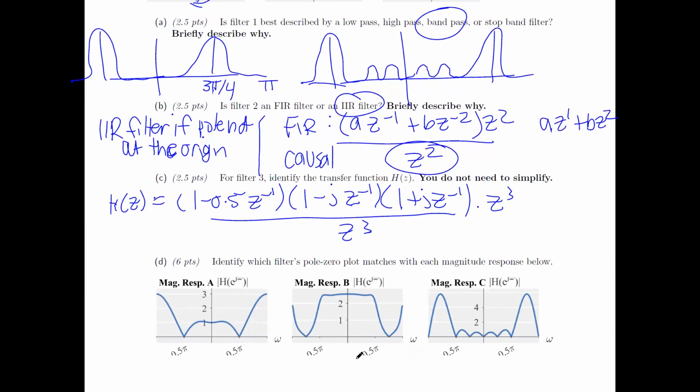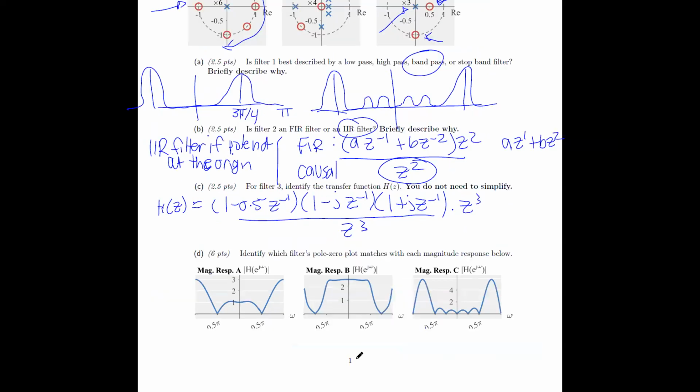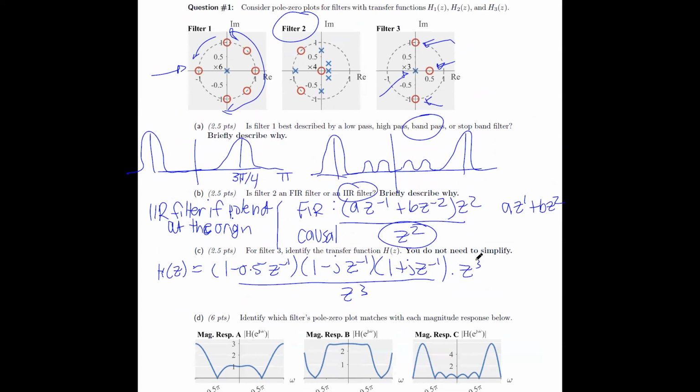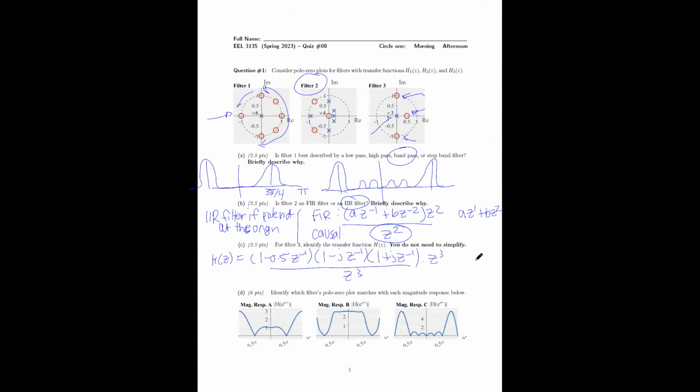Identify which filter's pole zero plot matches with each magnitude response below. So let me zoom out real quick for this one. And let's say I wanted to start with filter 1. Okay. And I want to match which one? I'm looking for zeros at 0, pi over 4, pi over 2, negative pi over 4, and negative pi over 2. And it's going to be obviously this one right here. So this is filter 1.